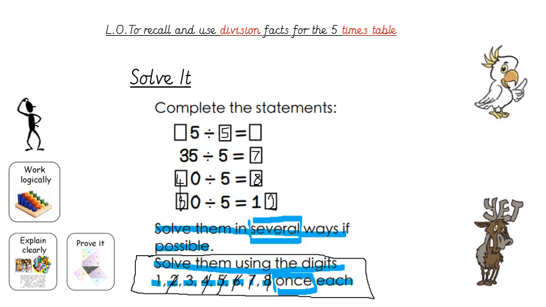35 divided by 5. Let's see. Is that 1? 5, 10, 15, 20, 25, 30, 35. Oh, no, that's 7. Okay, let's put the 1 here. So 15 divided by 5, is it 3? If it's 3, then we've got the magic answer. So let's go 5, 10, 15. Oh, it is 3. So I have helped you solve this.